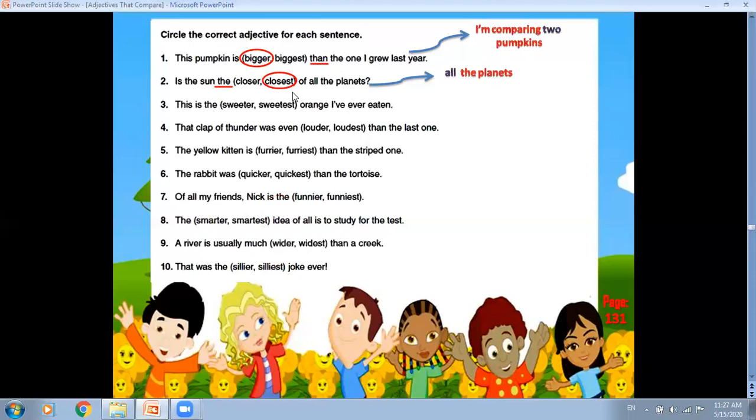Three. This is the sweeter or sweetest orange I've ever eaten in my whole life. So what do I have here? I've ever eaten. So this is the sweeter or sweetest orange I've ever eaten. Sweetest. Okay, you continue the rest.